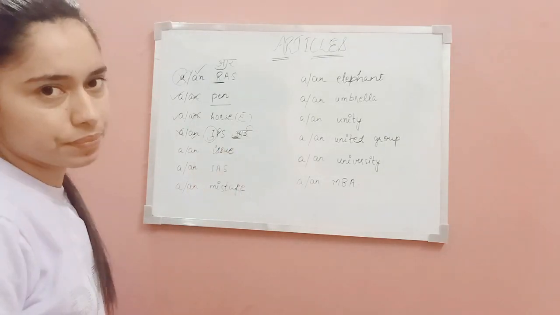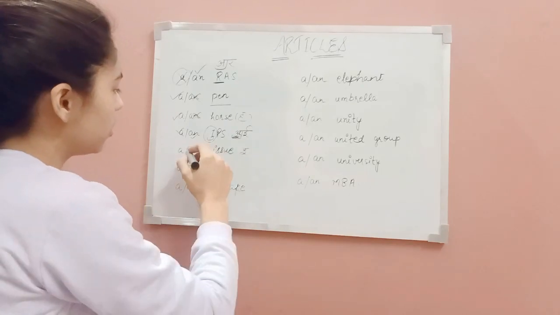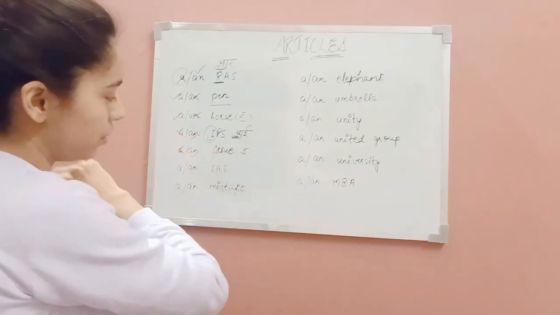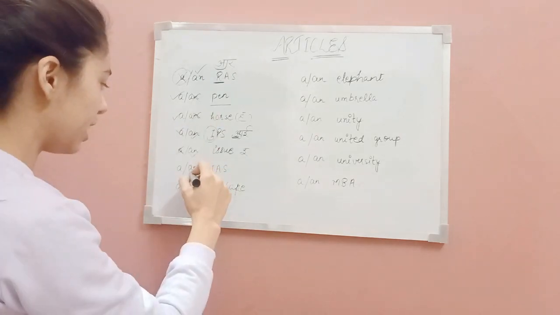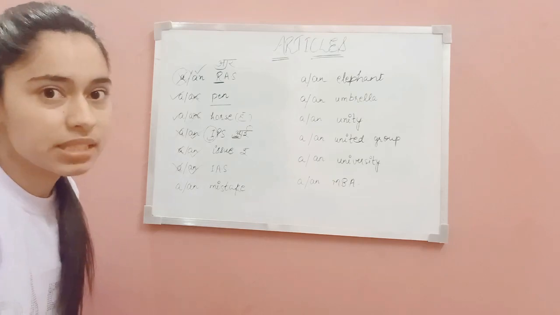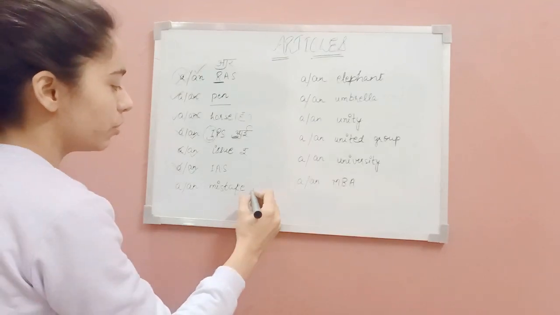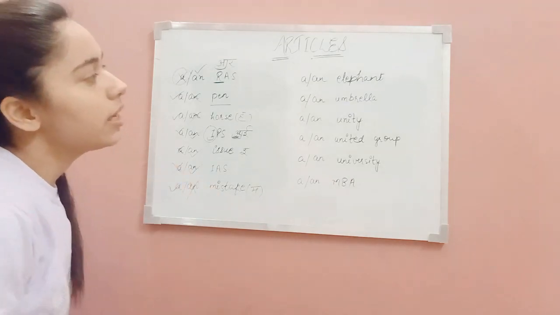Okay, issue. E sound is coming, right? So an issue, not a issue. Then again, IS, it's similar to IPS, so we are going to use N here again. Mistake. M sound is coming. So a mistake, not N.